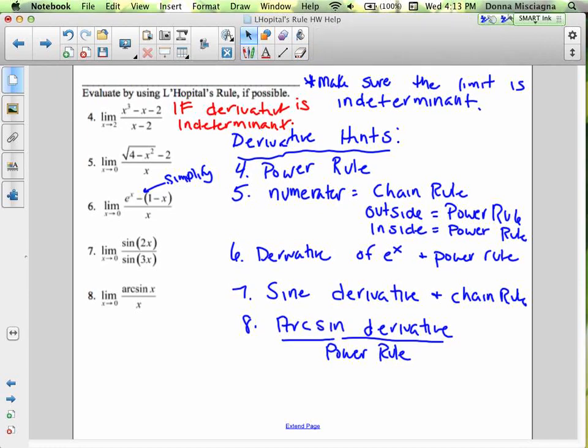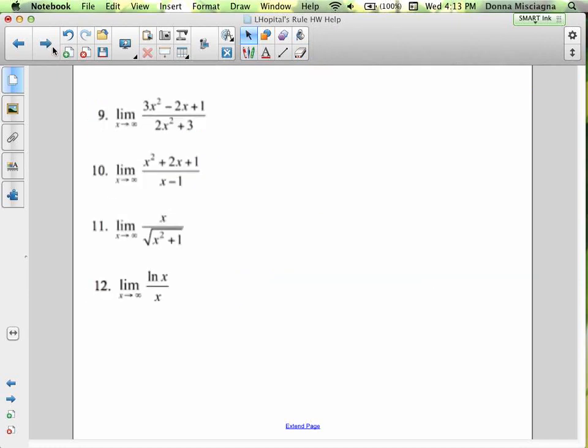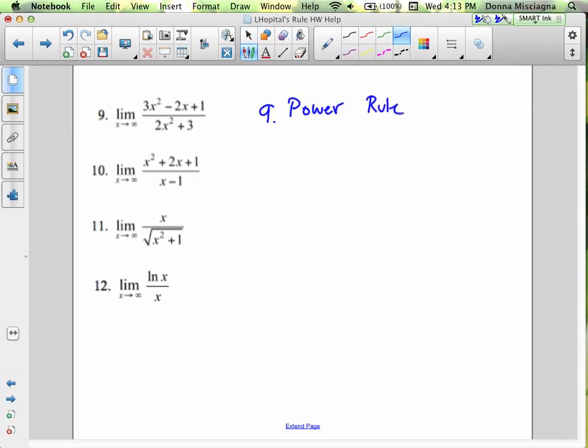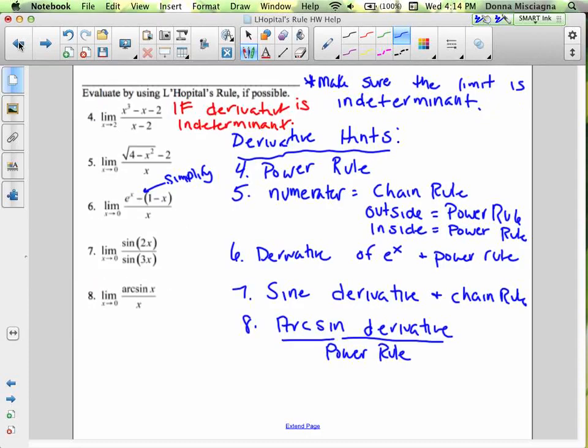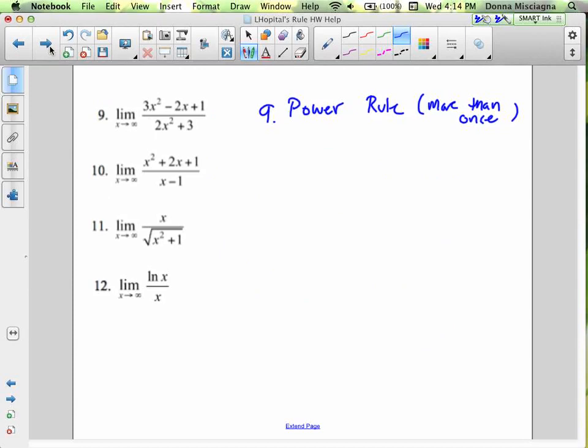All right, let's look at the second group. Nine more derivative hints here. If they are indeed indeterminate, we have just a straight power rule. A little hint, this one is more than once. I'll give you that hint. I don't know if I notice any of the others being more than once. Probably not. I'm not guaranteeing them. I don't have the key in front of me. I'm just kind of eyeballing them.